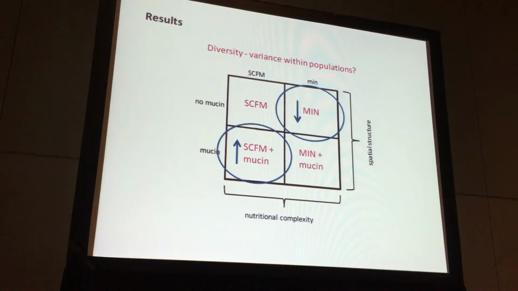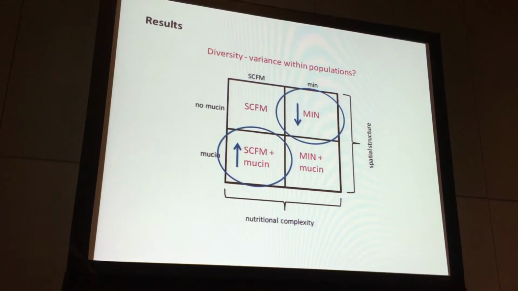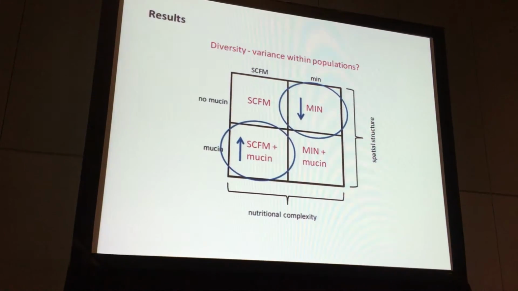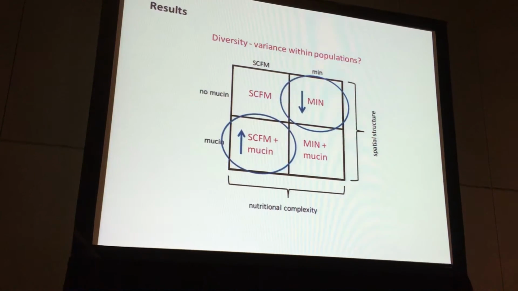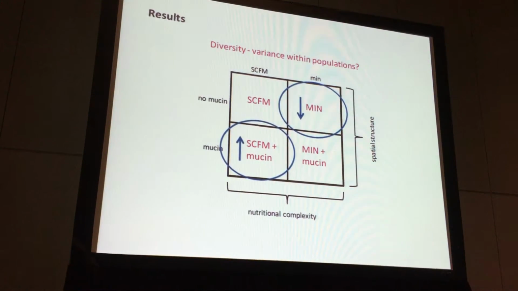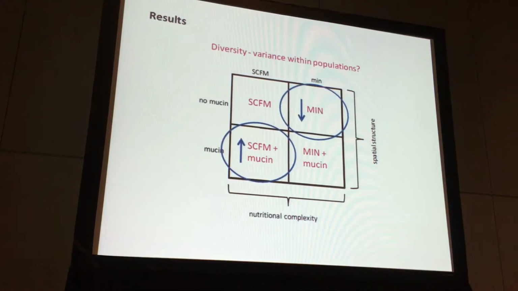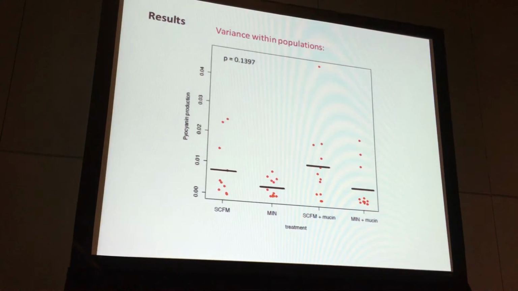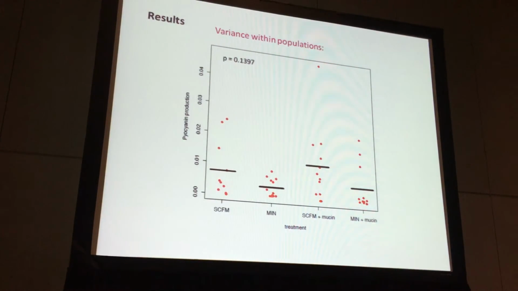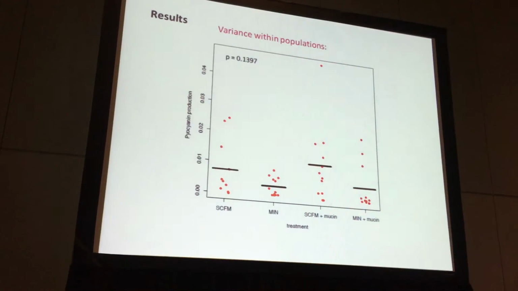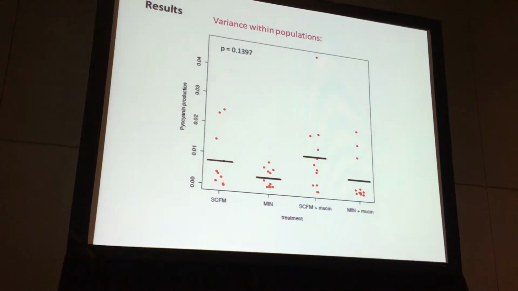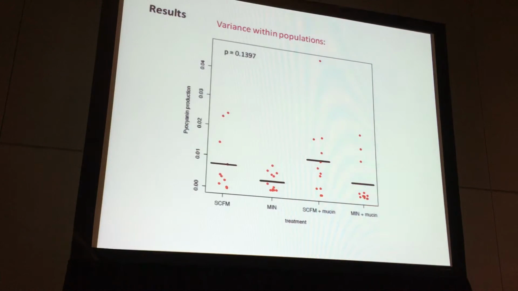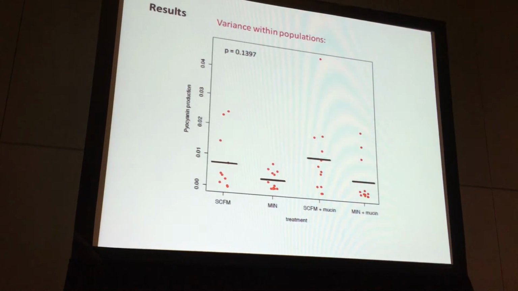But as I said, I cared about diversity, not just adaptation. So instead, I wanted to look at the variance within the populations of these phenotypic traits. Just to remind you, what I expected in terms of diversity is the highest to be in the SCFM plus mucin, and the lowest in the minimal treatment. Each point here is the variance of that particular phenotypic trait within a population, and this is for pyocyanin production. Here, I do see the highest average variance for the SCFM plus mucin treatment, and the lowest for minimal, but this is not significant.